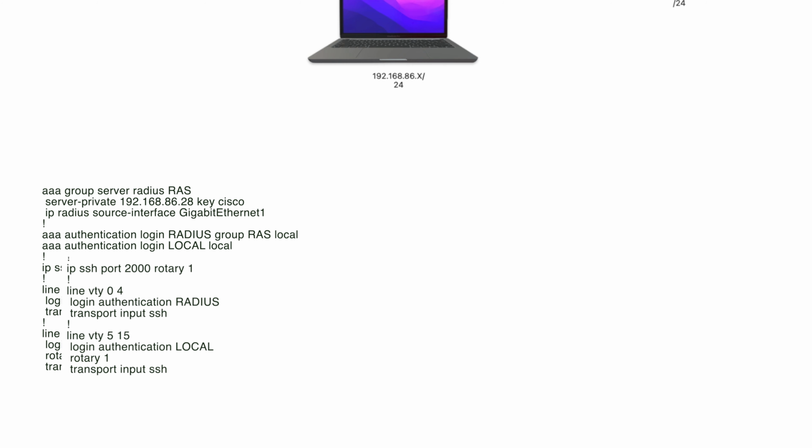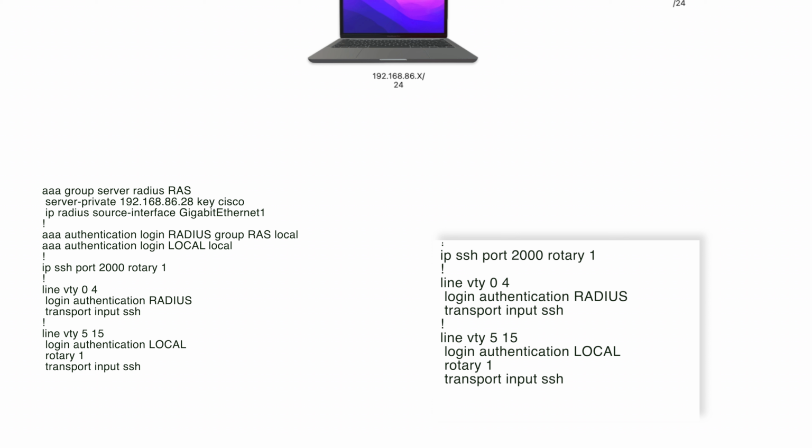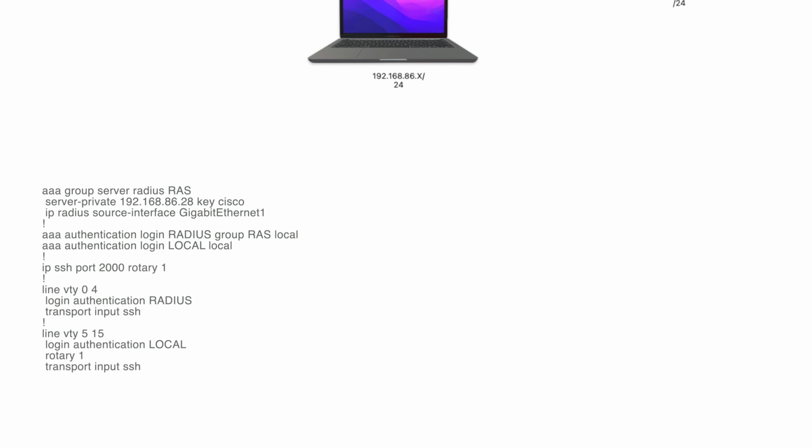We're gonna assign the RADIUS authentication to line VTY 0 to 4, and line VTY from 5 to 15 is gonna be dedicated for local authentication only. And we're gonna use a different port via SSH to access line VTY 5 to 15.